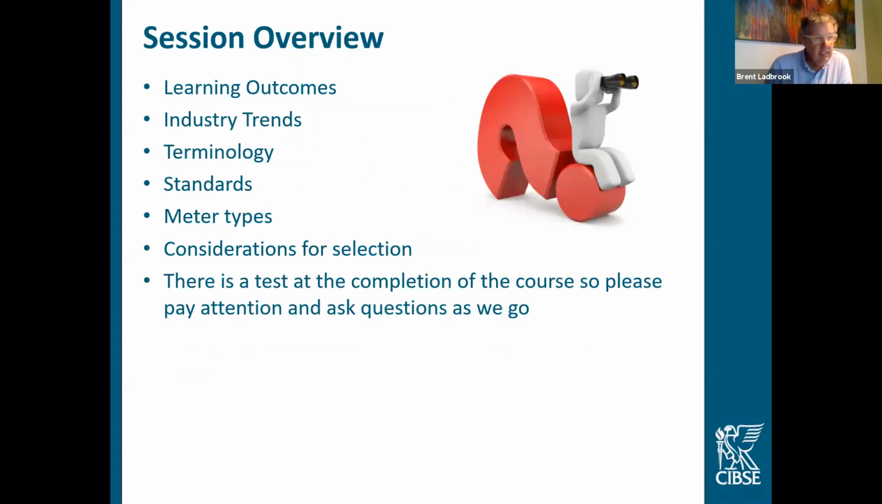What are we going to be going through today? We'll talk about what we're hoping to learn. We'll talk about industry trends. We'll talk about terminology. We'll go through what standards are relevant in Australia and perhaps what aren't. We'll talk about types of meters that are available on the market. We'll talk about considerations for selection. How do we select the right thermal energy meter? Most importantly, there is a test at the end, so you do need to pay attention. I might give you some extra emphasis on things that you need to maybe know for the test as we go along.